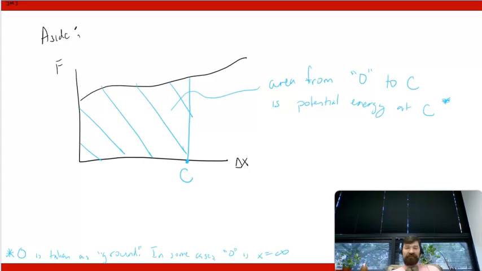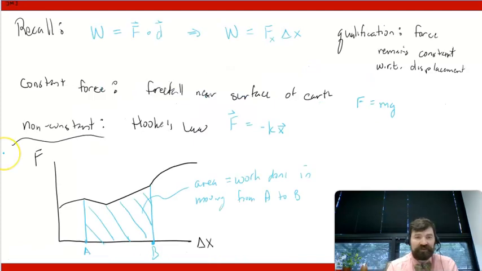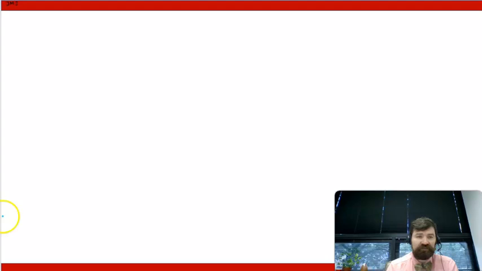Sometimes it's actually advantageous to set 0 to be infinitely far away. We'll see cases like that when we discuss things like Newtonian law of universal gravitation or Coulomb's law in Physics 2. But that's a little bit of an aside. Let's come back to this idea. We're basically looking for the area under this curve.